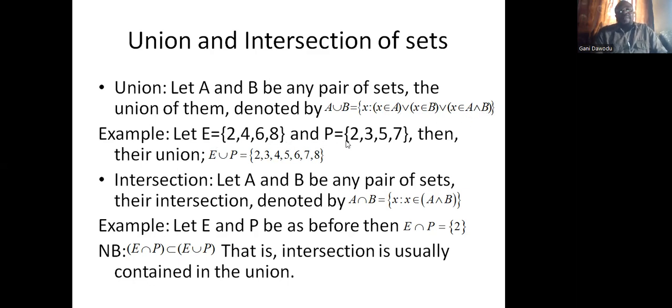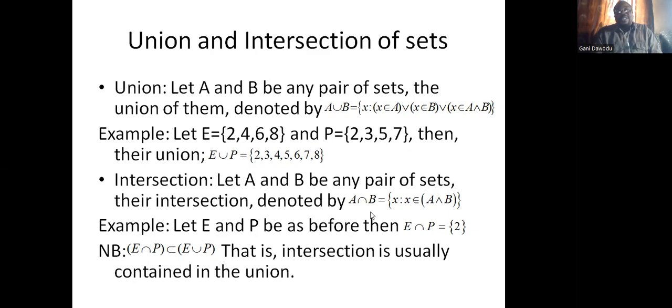Example, let E be this and P be that. Then E union P will be this. The collection of elements that is in both of them, that is the union. All right. Intersection. Let it be a collection of elements that are in either of them or both of them. Yes. Now intersection. Let A and B be any pair of sets.